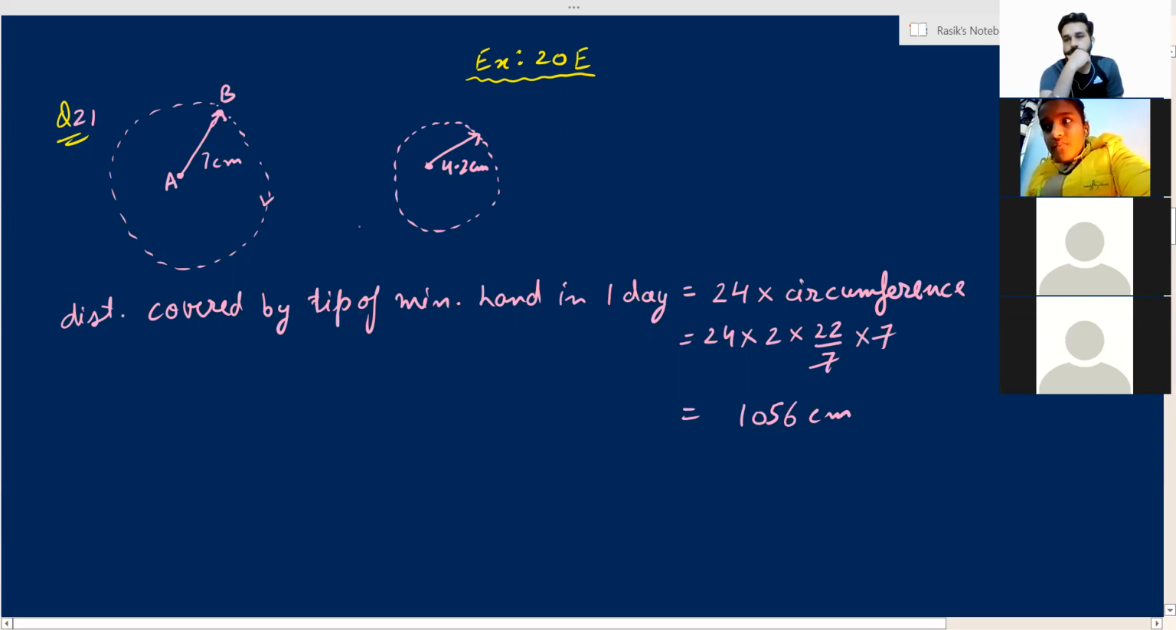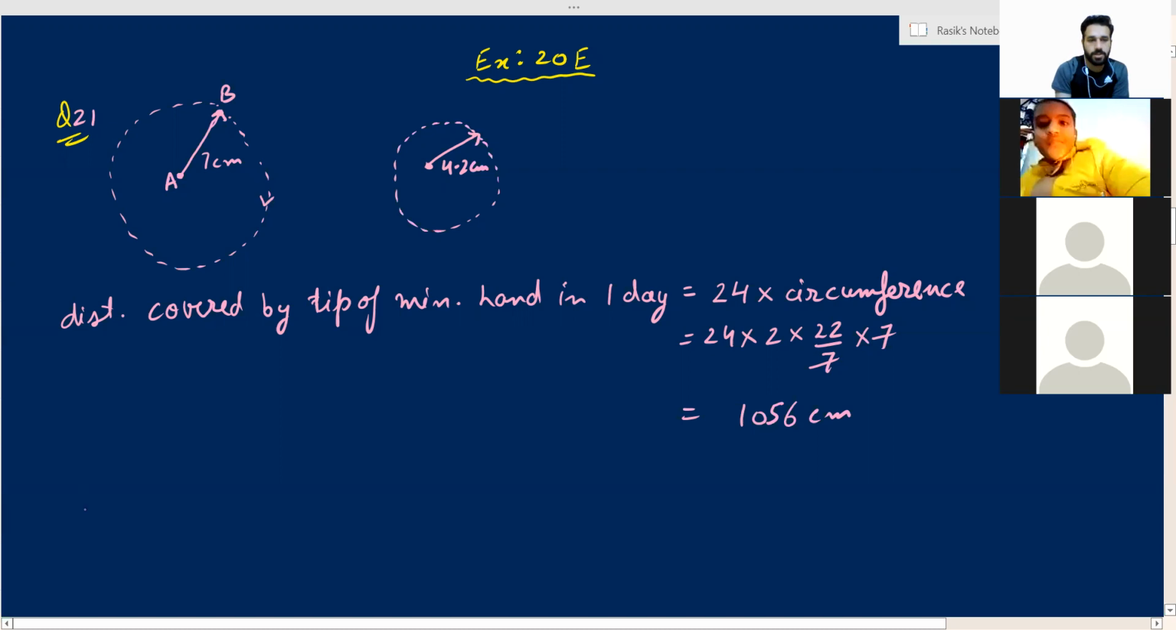Hour hand only 2 times. Do you know this? Hour hand completes one circle in 12 hours. Have you ever noticed? The hour hand completes one circle in 12 hours, and two circles in 24. Very good. So that means for the hour hand, we will multiply the circumference by 2.